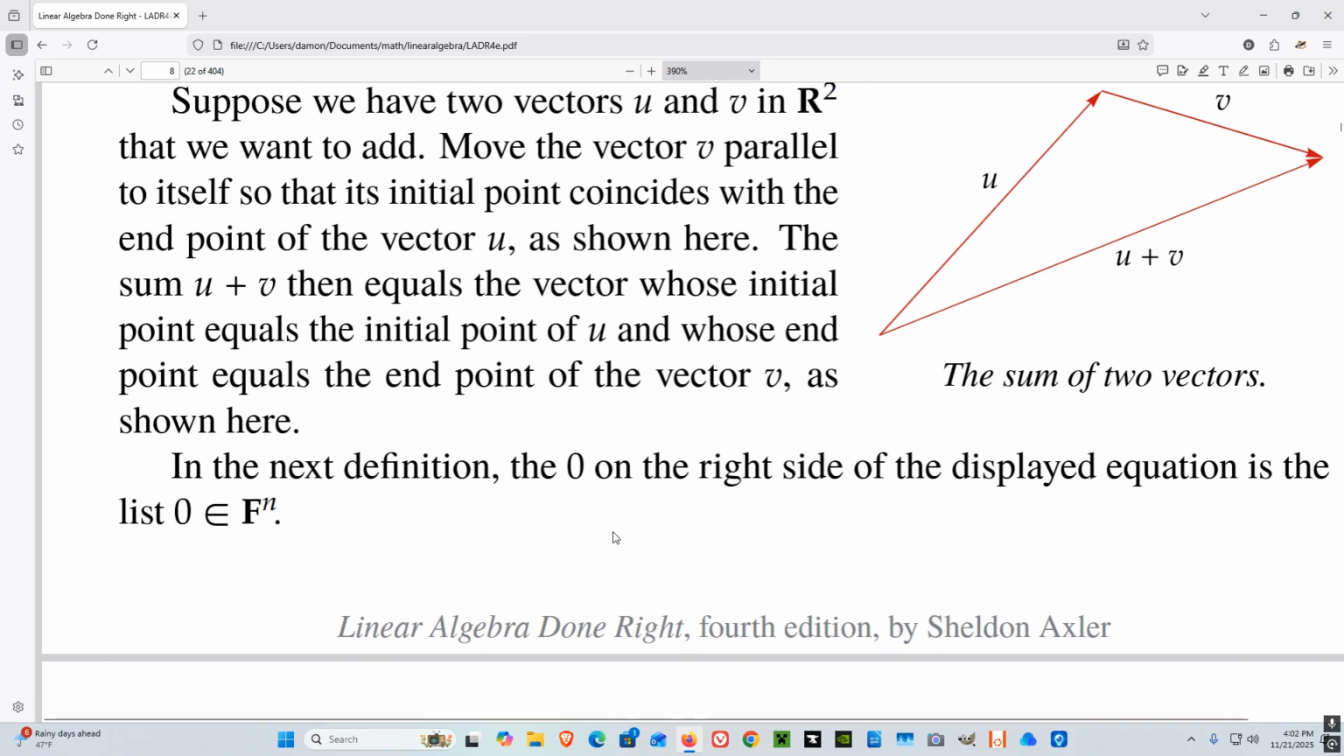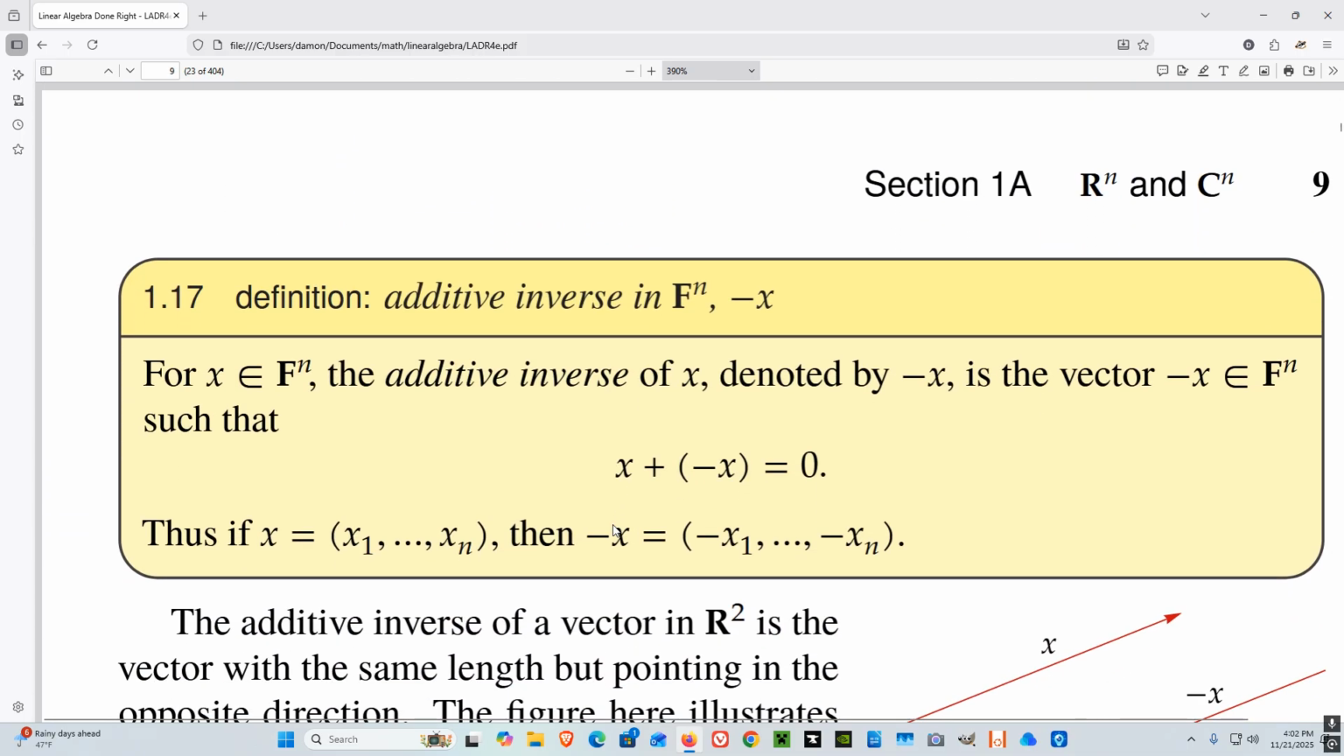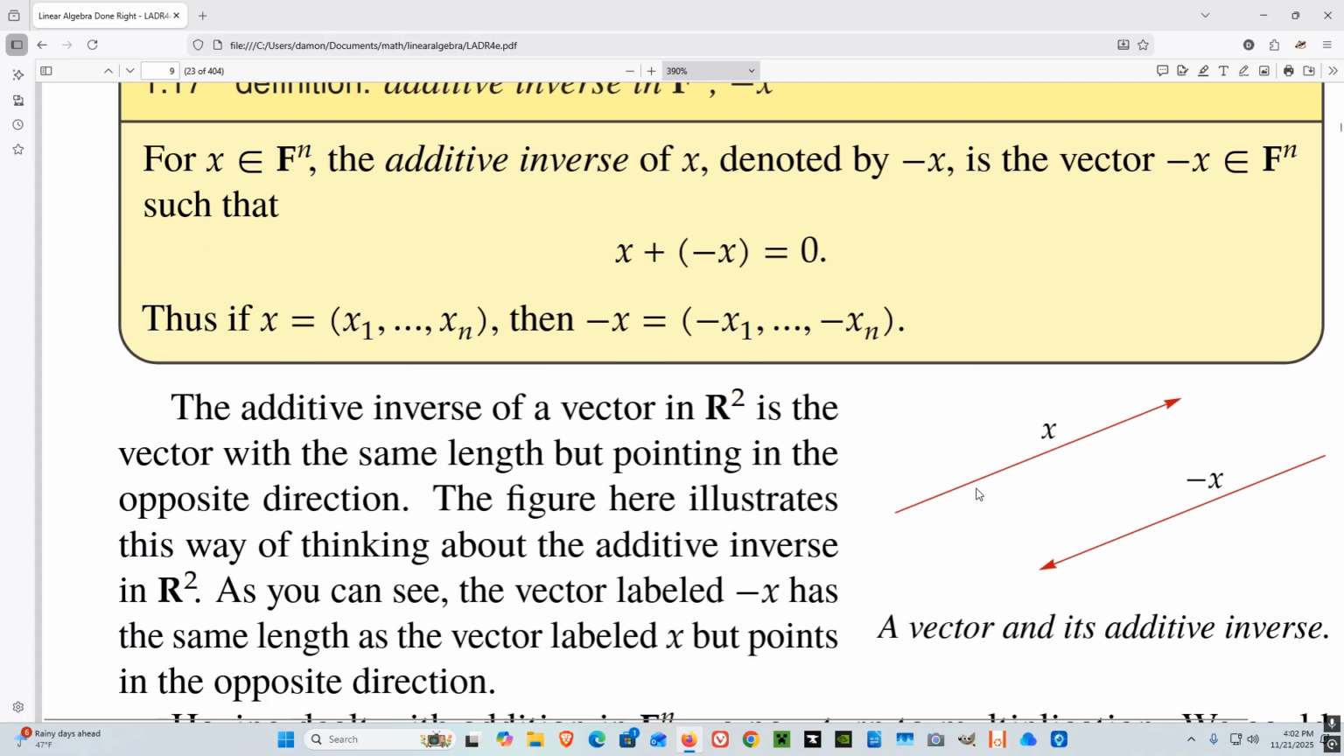In the next definition, the zero on the right side of the displayed equation is the list 0 in F^n. The additive inverse in F^n, of negative x. For x in F^n, the additive inverse of x, denoted by negative x, is the vector negative x in F^n such that x plus negative x equals 0. Thus, if x equals (x1, ..., xn), negative x must be (negative x1, ..., negative xn).